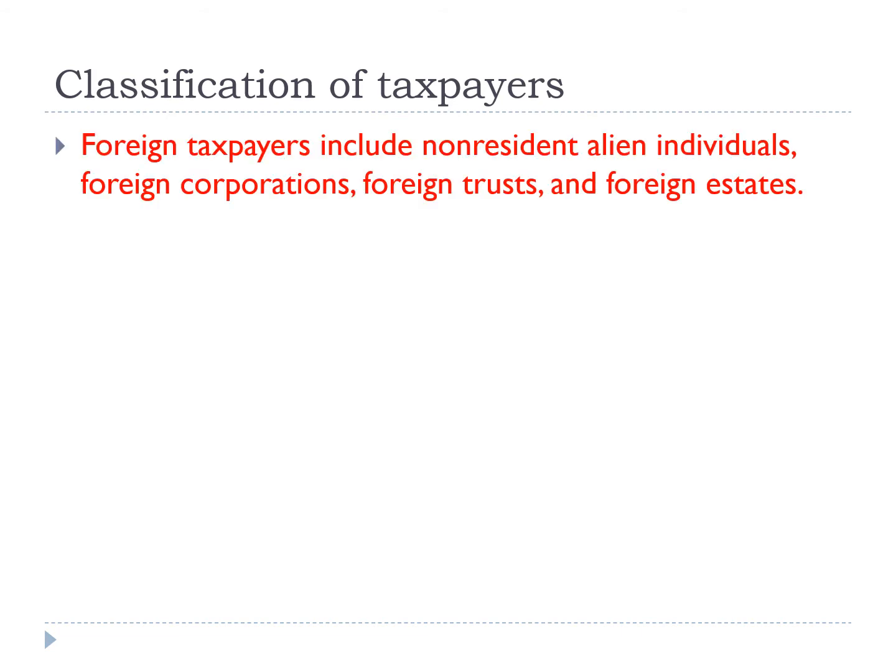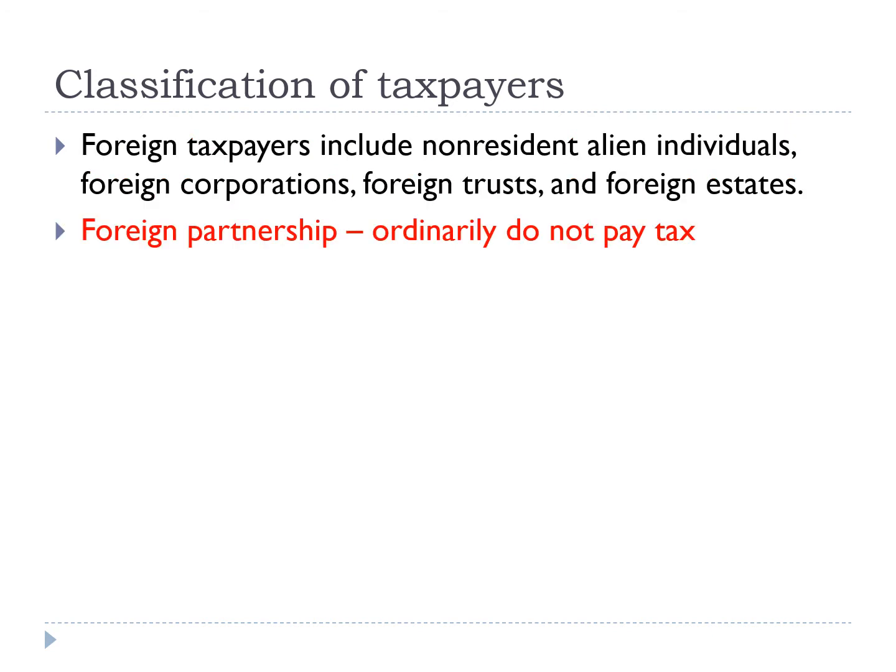Let us now turn more specifically to what we will be looking at in this course, starting with the classification of taxpayers as foreign. Foreign taxpayers in this course include non-resident alien individuals, foreign corporations, foreign trusts, and foreign estates. All of these are taxpayers who may be required to pay U.S. tax. There are also foreign partnerships, but we do not focus on them in this course since they ordinarily do not pay U.S. tax.